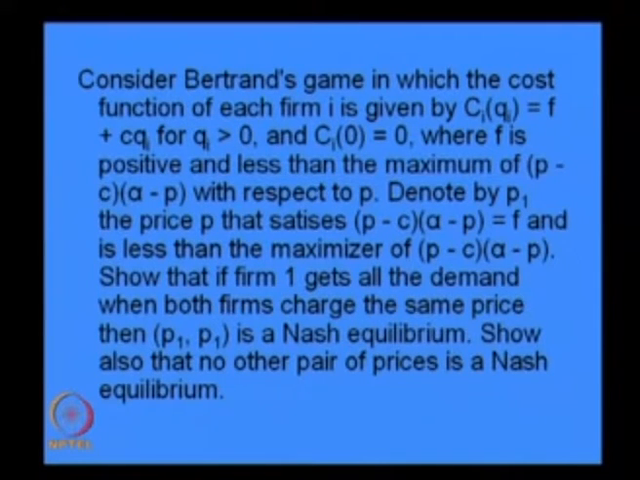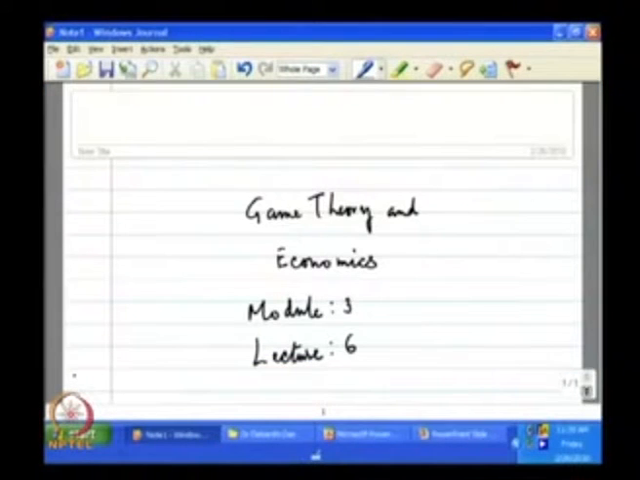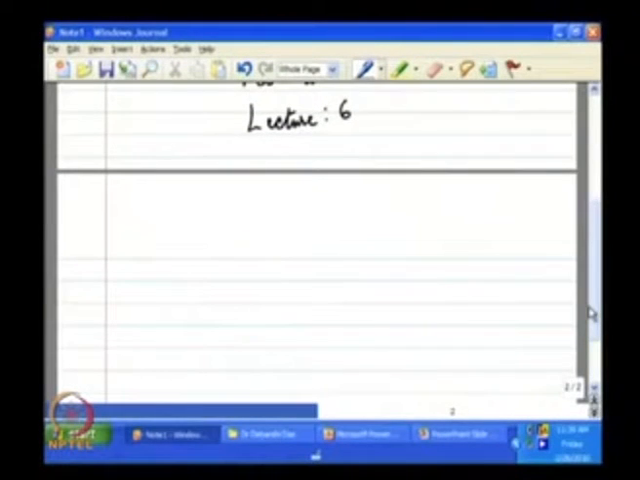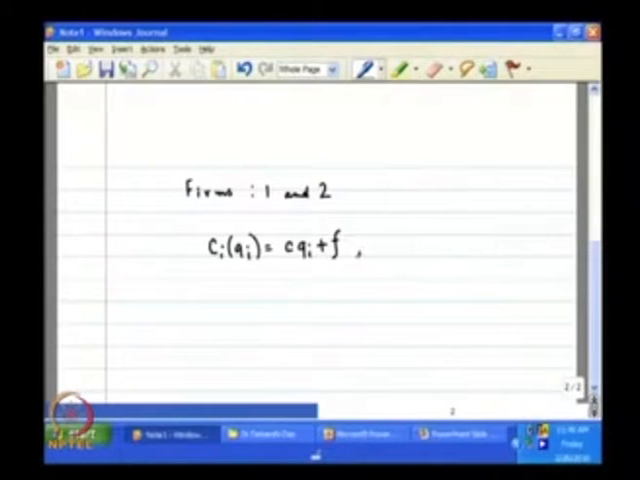So, this is the question. If I have to show this in terms of a diagram, how will it look? There are two firms, 1 and 2, and their cost of production is the following, where f is positive.